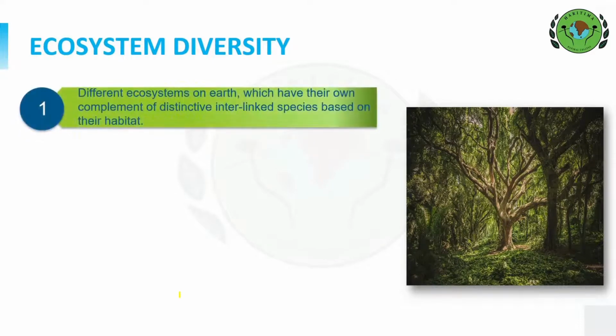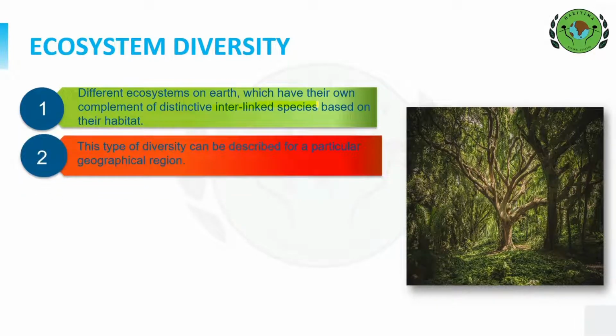The third and last type of diversity is ecosystem diversity. On Earth, a variety of different ecosystems are present, which have their own complement of interlinked species. Ecosystem diversity refers to different types of habitat, and a habitat is a cumulative factor of climate, vegetation, and geography of a region. There are several types of habitat around the world: corals, grassland, wetland, desert, mangrove, and tropical rainforests are some examples.